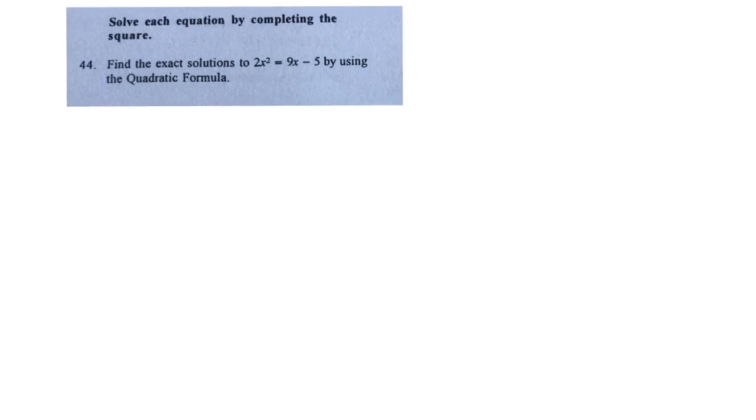Okay, so here's a weird one. It says at the top, solve each equation by completing the square, and then it says use quadratic formula. We're going to ignore this because we don't want to complete the square on this anyways. It's 2x squared minus 9x plus 5. If I have to complete the square, I have to divide this by 2, and then I get 9 halves in the middle, and that's an ugly completing the square problem.